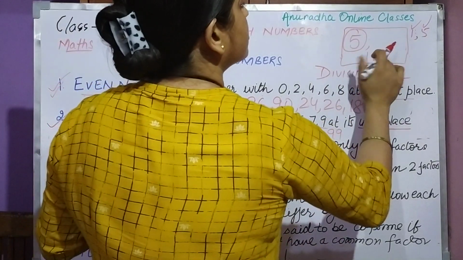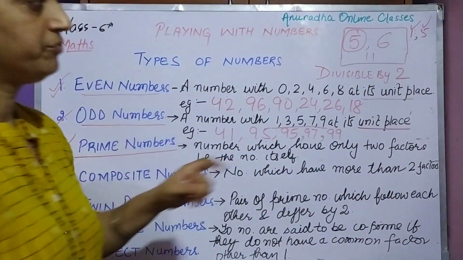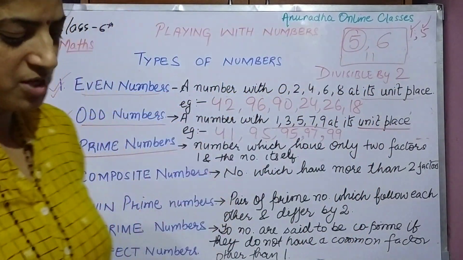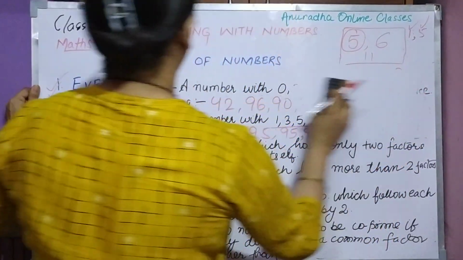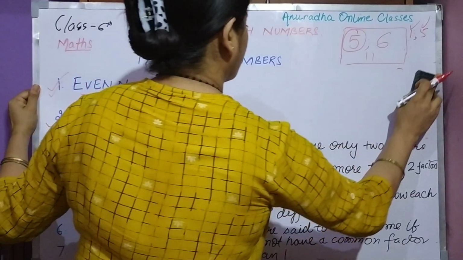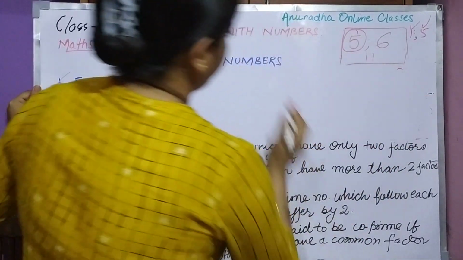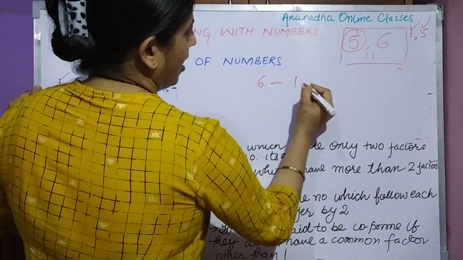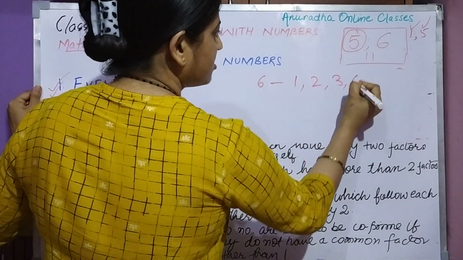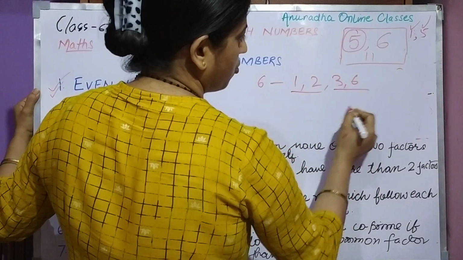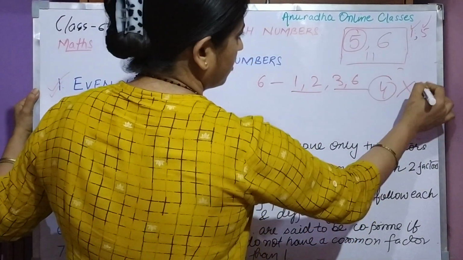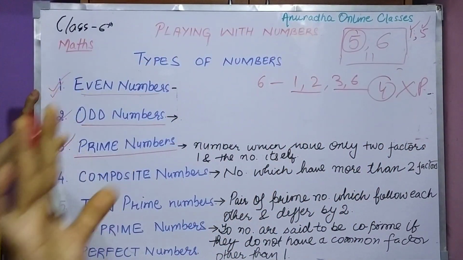Here I have written 6. Okay. Now see, what are the factors of 6? See, I'm just rubbing these two. Okay. What are the factors of 6? 6 के factors बोलो. 1, 2, 3 and 6. See how many factors are there? 1, 2, 3, 4 factors are there. So this is not prime. This is not a prime number.